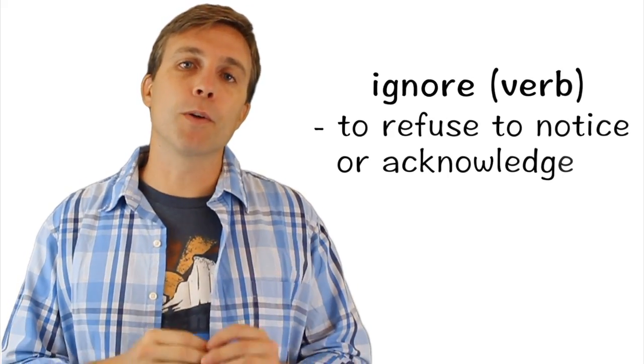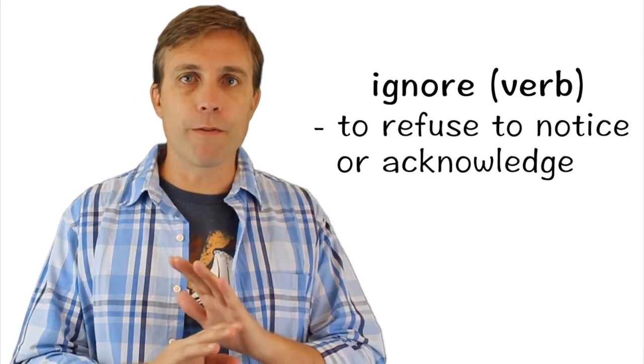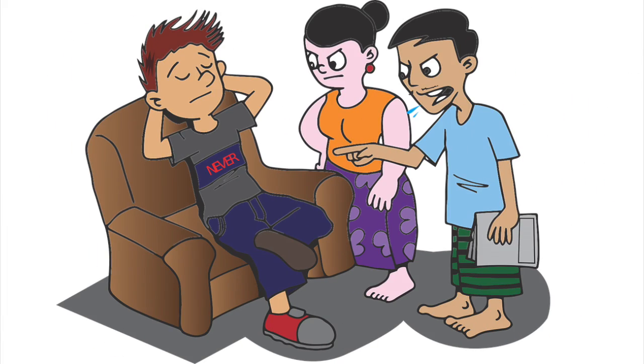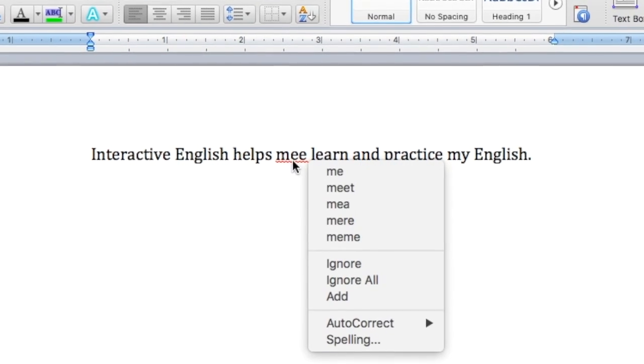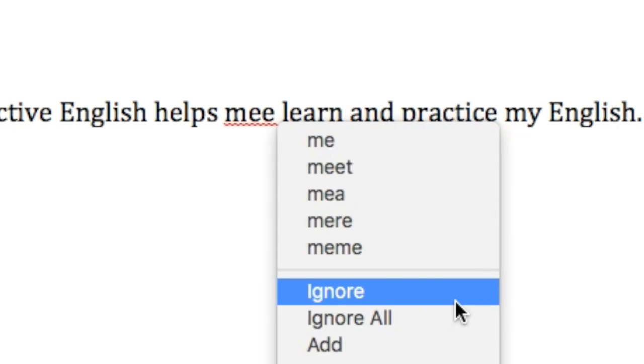This is a verb whose meaning is a little different. To ignore is to refuse to notice or acknowledge. So if you don't pay attention to someone, then you are ignoring them. You may have also seen this word when writing papers. Programs might underline your mistakes, and then when you click on the word, it will ask if you want to ignore that mistake. Can you give us some more examples with these words?